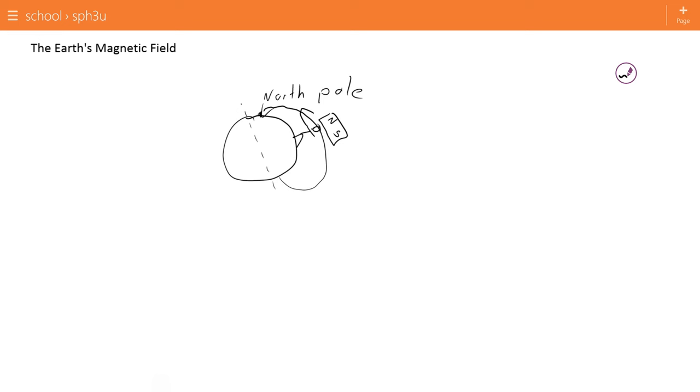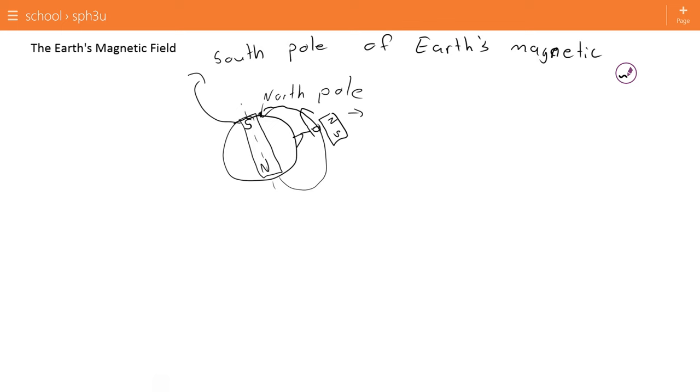Now, what's ironic about that is we've defined that as the North Pole because that's the spot a north on a magnet would face. But what's interesting is that if we actually consider a magnet, and we remember the general rule that unlike poles attract, that makes that actually a south and not actually a north. And so the South Pole of the Earth's magnetic field is at the North Pole.